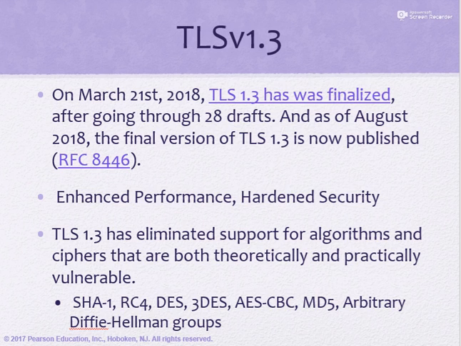As I already told you, in 2018 TLS 1.3 was finalized after going through 28 drafts, and is now published in RFC 8446. TLS version 1.3 has much enhanced performance and is more secure as compared to the previous version, and it also removed the support for algorithms and ciphers that have any vulnerabilities theoretically or practically. These ciphers are no longer supported in TLS version 1.3: SHA1, RC4, DES, 3DES, AES-CBC, MD5, and arbitrary Diffie-Hellman groups.